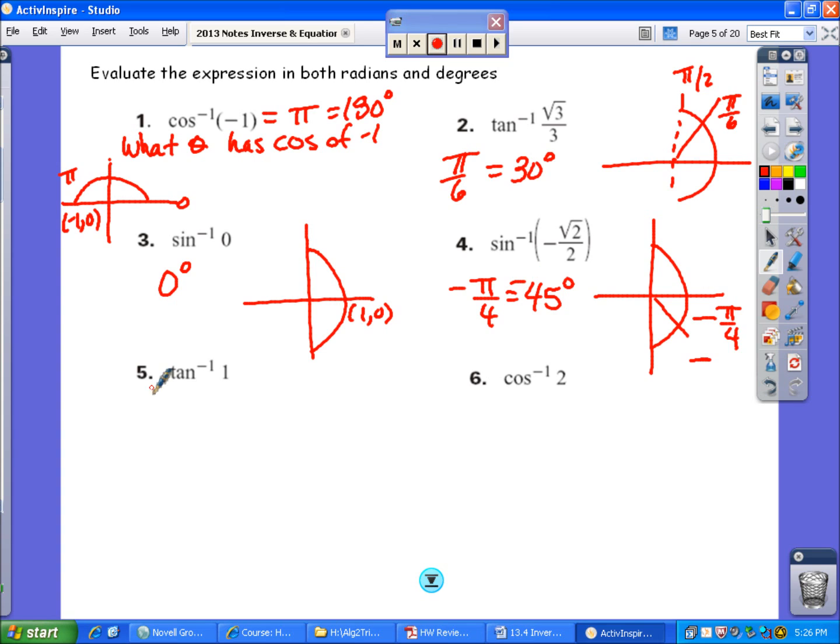Alright, tangent. Here again we're restricted between negative pi over 2 and positive pi over 2. We need to figure out what angle has a tangent of 1. We want a positive 1, so we're going to be in the first quadrant. An angle with a tangent of positive 1 is going to be 45. So my answer is pi over 4 radians, or 45 degrees.